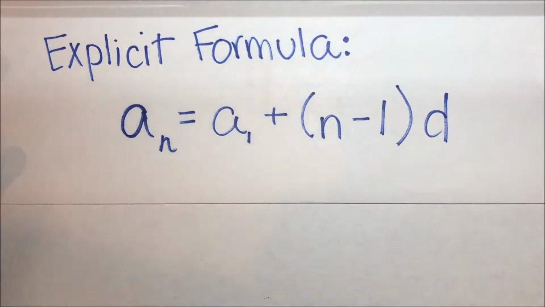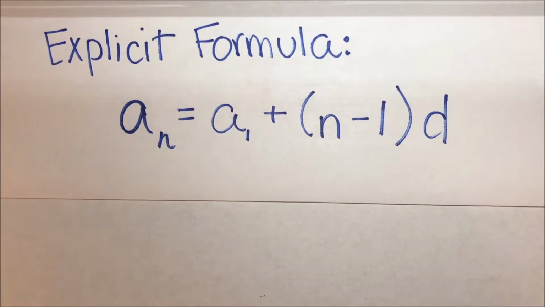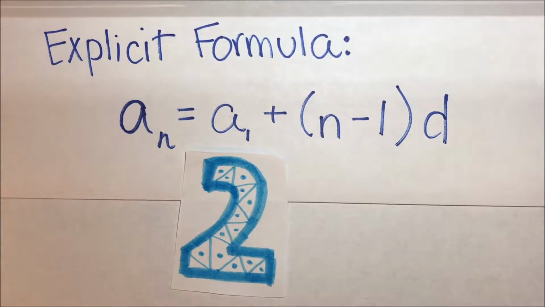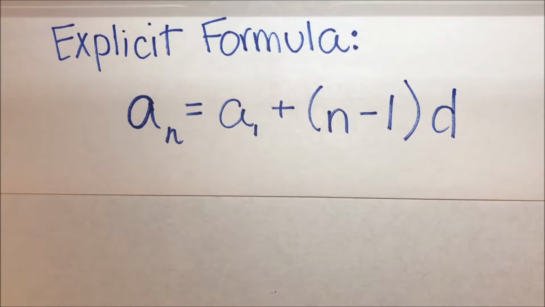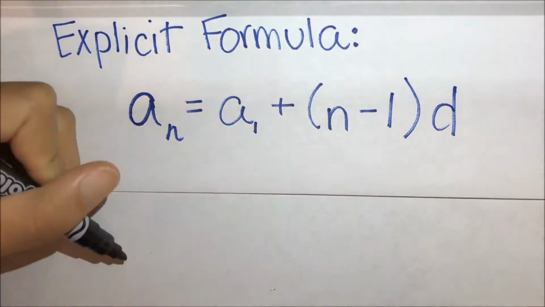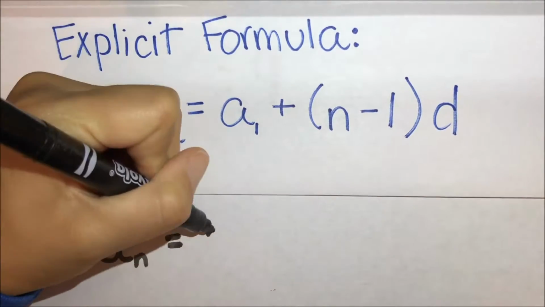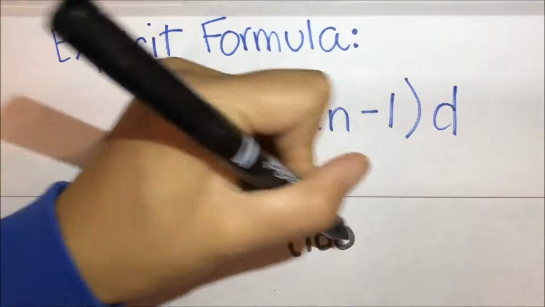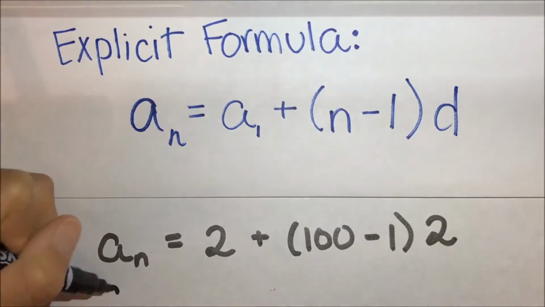So if we made 2, 4, 6, and 8 into parts of an infinite sequence, a1 would be 2, the common difference d would be 2, and we could find the value of any term in that sequence by using this formula. So say if we wanted to find the 100th term, we would do an equals 2 plus the quantity of 100 minus 1 times 2, and then we would get 200.